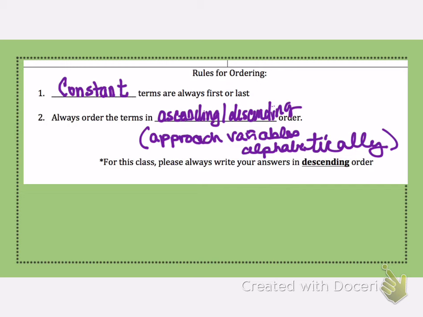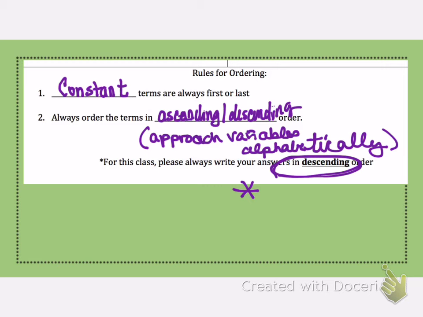Now, because we want a common language for this algebra class, we are going to go with descending order. It's going to make things easier to compare when you do homework, when you do classwork assignments, and when your teacher's checking tests or quizzes as well. If you put them in descending order, then it's going to be easier for everybody, just having that common language.